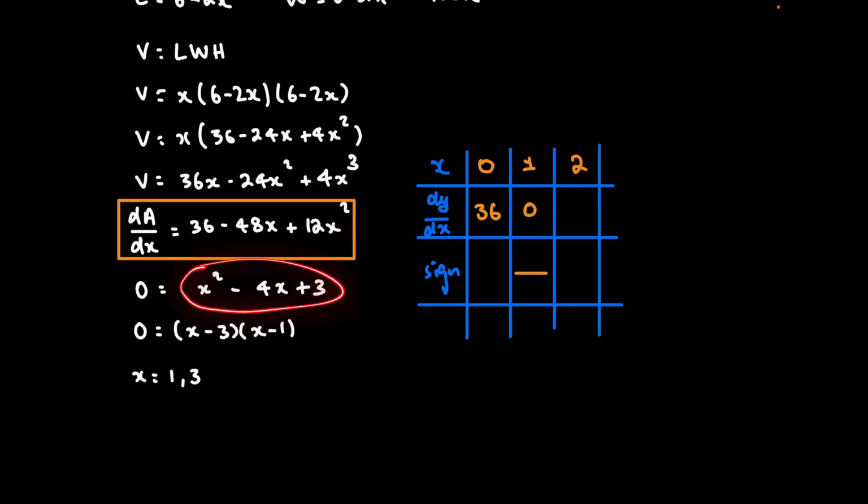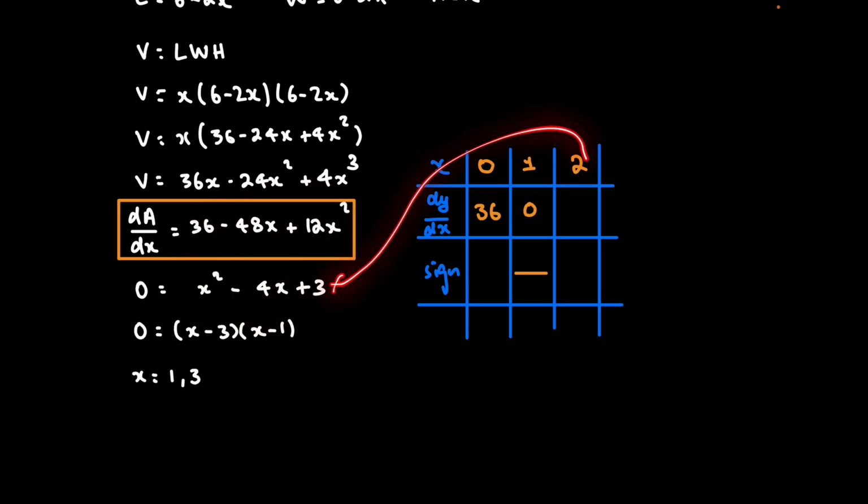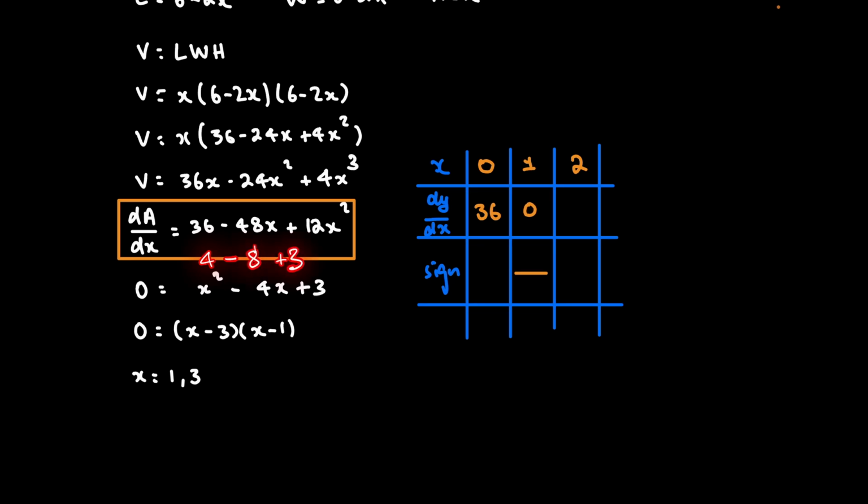This equation here is really just a simplified equation of this, so we will still retain the sign, either positive or negative. So I'm just going to sub in 2 into this equation instead, just because it's nicer. In this case, we get 2 squared is 4, minus 8, plus 3. And I don't really care what the number is, but just by looking at it, I can tell that it's going to be a negative number.